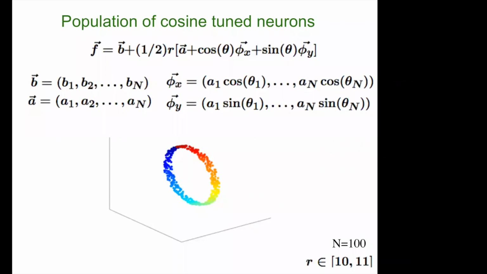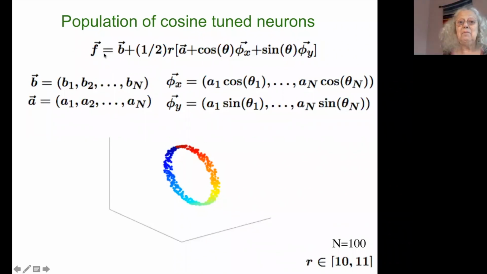So what would happen if we're recording from n neurons? Well, then the firing rate of the population can be written in this way. It's just 1 page of algebra to get that. We have a vector b, which is the vector of baselines for all n neurons. We have again the factor of 1/2 and r, which is the extent of the reach.